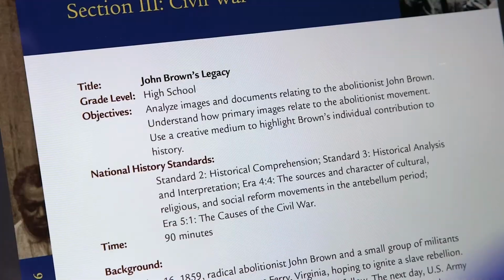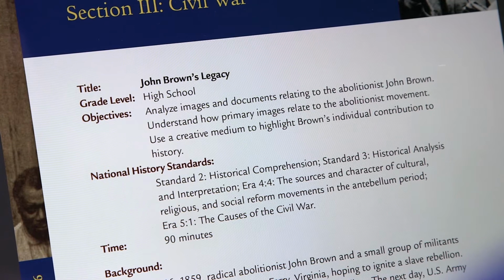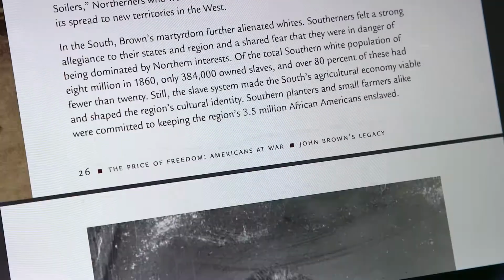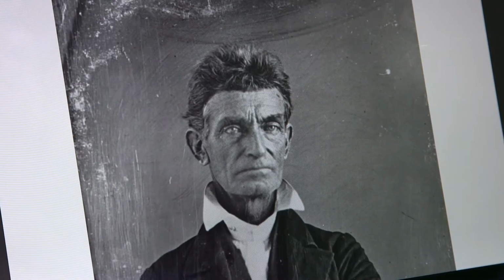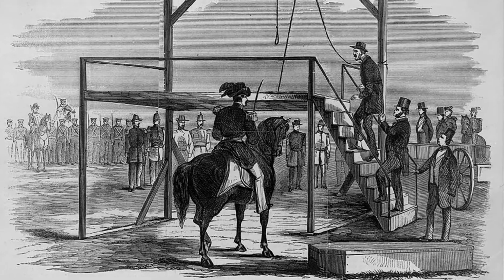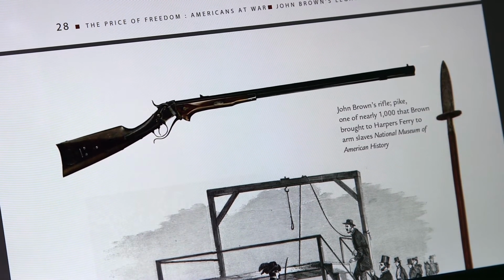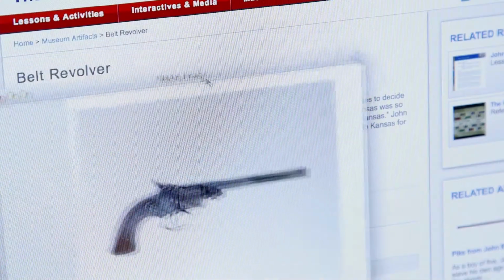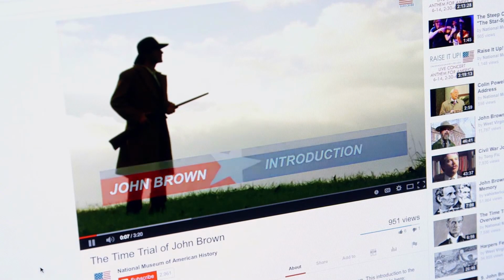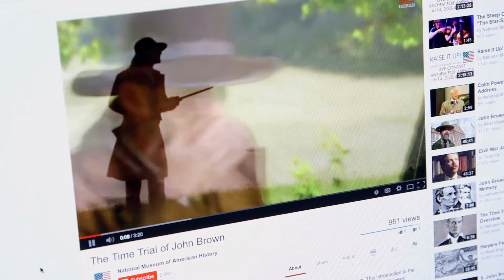The first one that pops up is a lesson plan. It takes about 90 minutes and it has all sorts of images of John Brown, pictures of John Brown going to his death, images of replicas of the weapons that he used, including a rifle, a pike, and even a revolver, and a video with an actor depicting John Brown on trial.